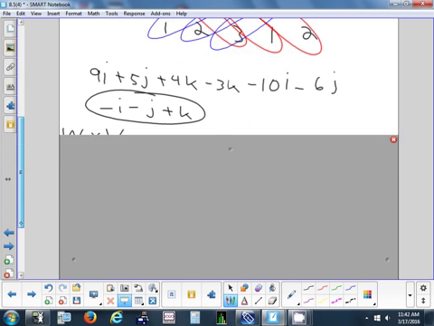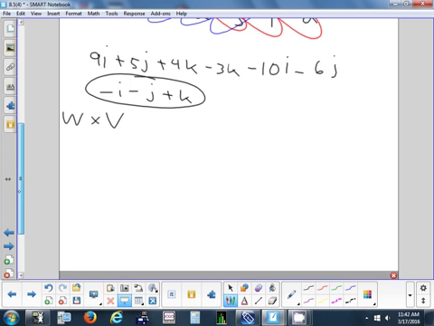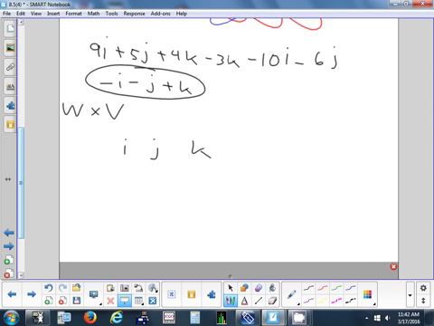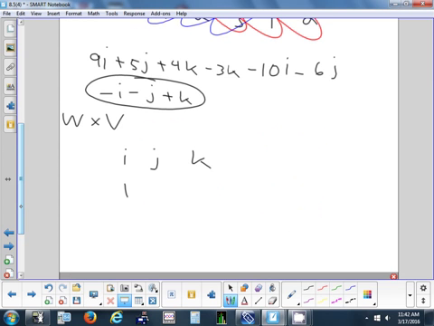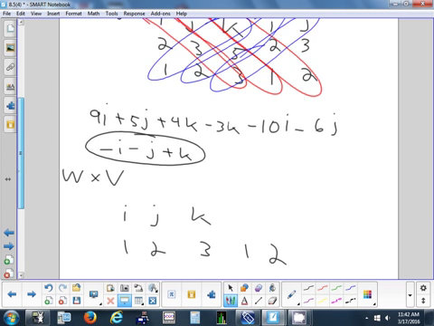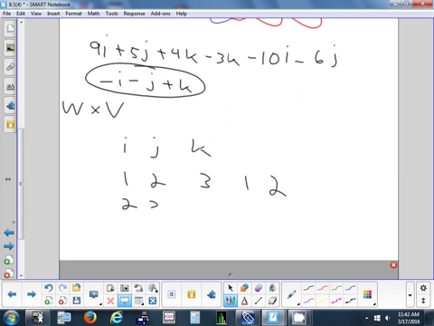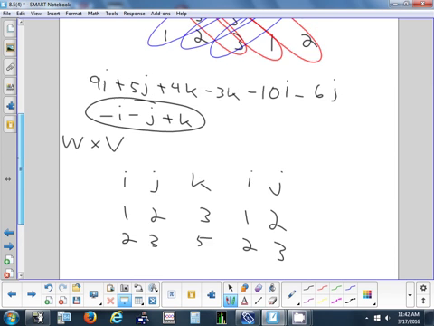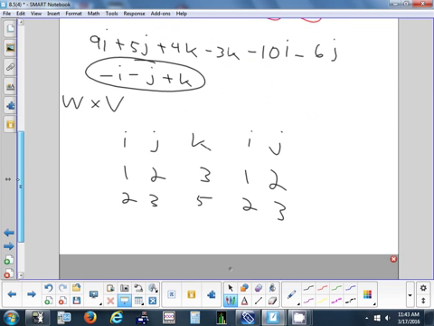All right, let's find w cross v. Okay, what's going to be different about w cross v in the setup? The 1, 2, 3 is going to be the second row rather than the third. Yeah, we're just going to switch these two rows. So we're going to have 1, 2, 3, 1, 2. And 2, 3, 5, 2, 3. Okay, you don't have to circle your diagonals if you can just see it. So this time let's just do them.